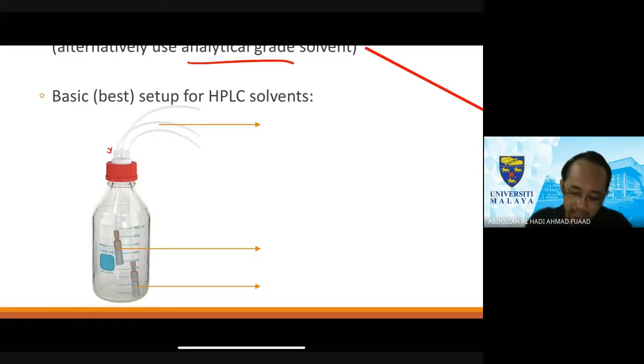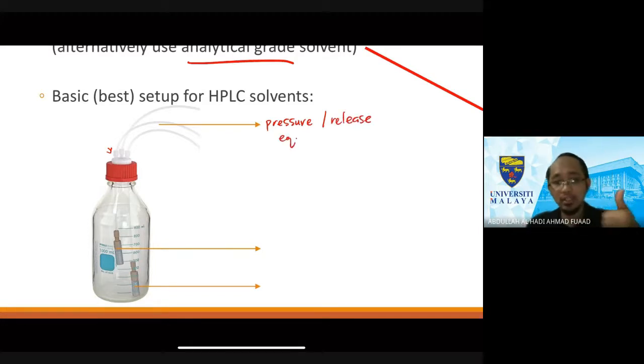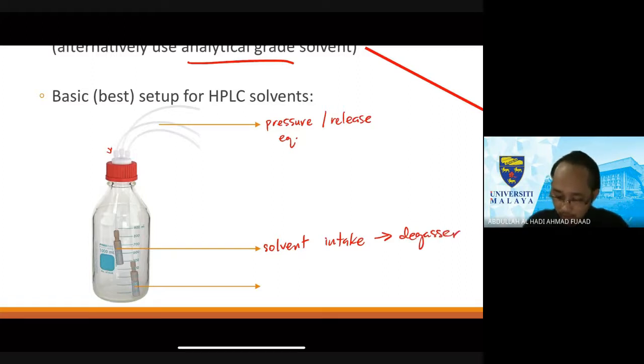But in this system, for example, the one I've shown you is normally one of the best. Of course, it's not the very, very best, but it's one of the best, whereby you have one line for pressure. So this one is pressure release for equilibrium. One line is for solvent intake, going into the degasser. And then the third line is for purging. This purging is using gas.